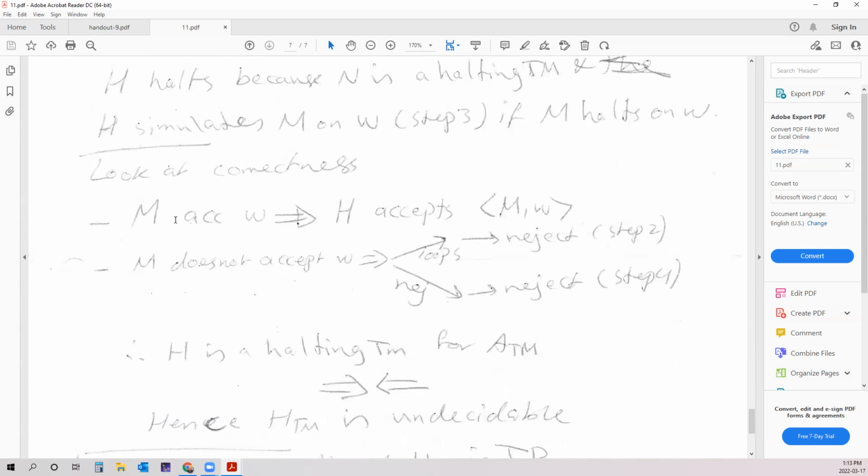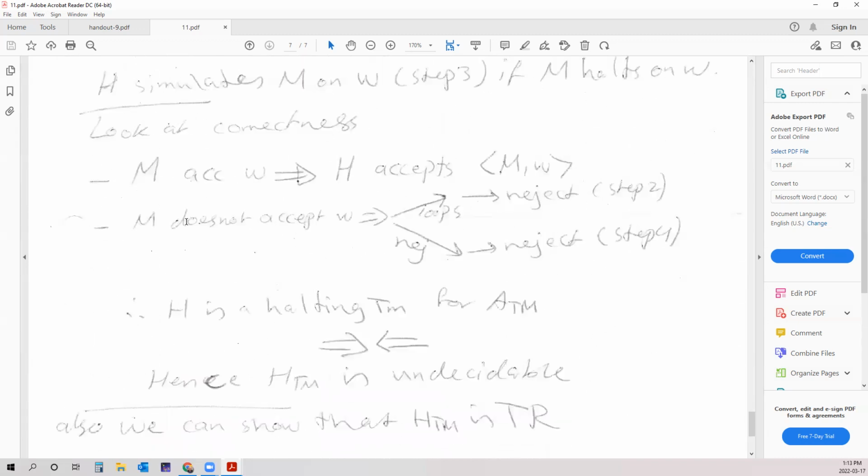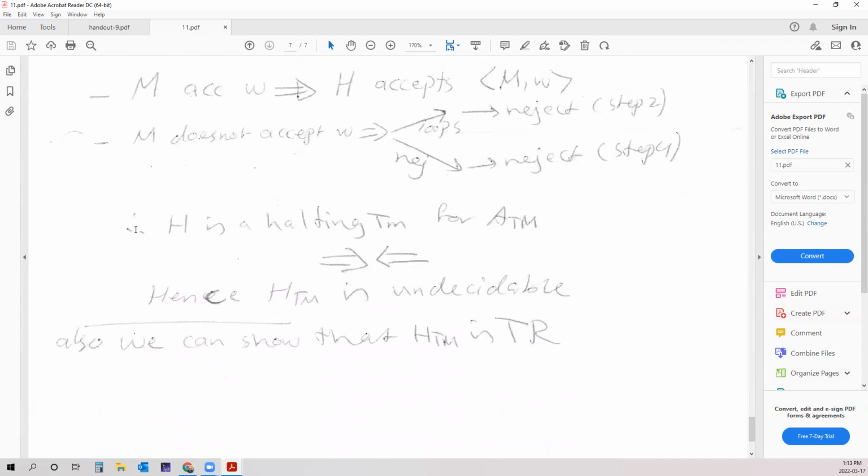So look at the correctness. If M accepts W, H accepts M, W. If M does not accept W, then M loops or rejects. If it loops, H rejects, back to step 2. If it rejects, then H rejects, back to step 4 here. Then H is a halting Turing machine for ATM, a contradiction. So HTM is undecidable. Also, we can show the same, that HTM is Turing recognizable.